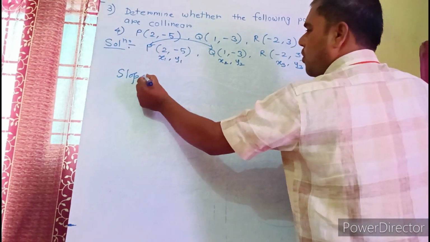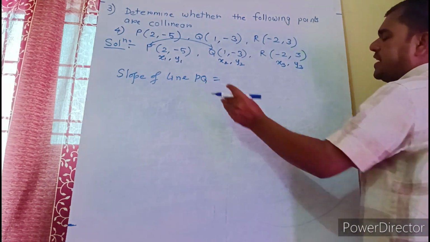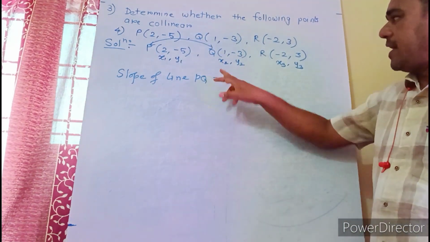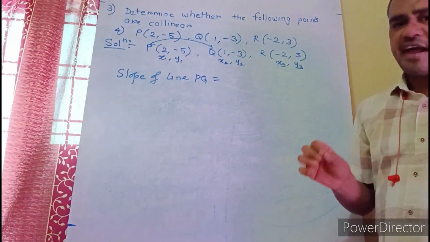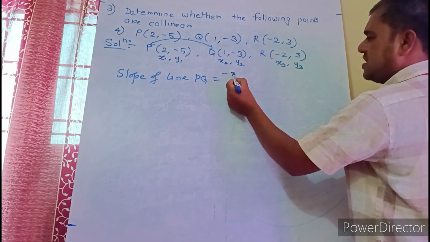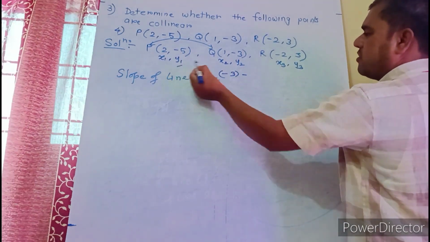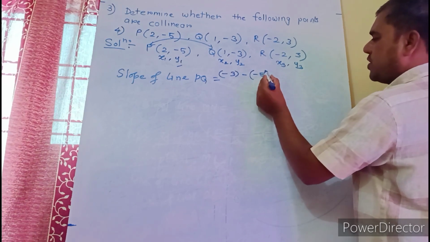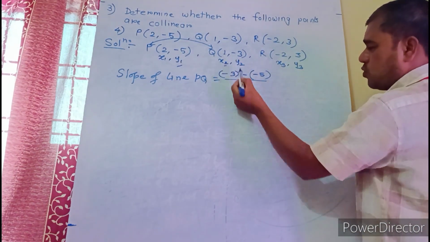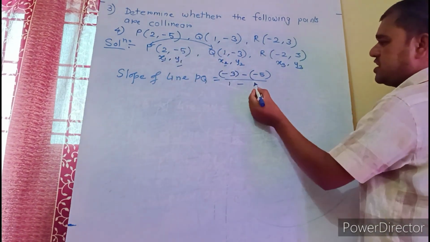Therefore, slope of line PQ can be calculated by the formula, that is y2 minus y1 divided by x2 minus x1. We are directly putting these values. Now this is y2 minus y1. The value of y1 is here minus of 5 divided by x2 minus x1. The value of x2 is here 1. Therefore 1 minus x1. The value of x1 is 2.